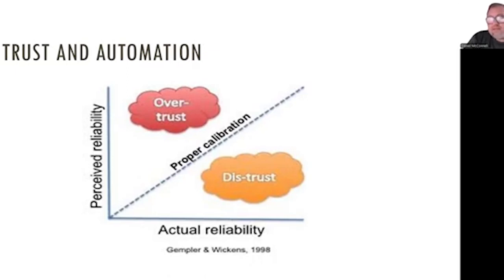A low reliability system would not be trusted, but a high reliability system would be trusted. But the problem is that people's perceptions of reality are not always correct, right? And so we can have distrust when the perceived reliability is less than the actual reliability, right? And likewise, overtrust is when the perceived reliability is greater than the actual reliability of the system.